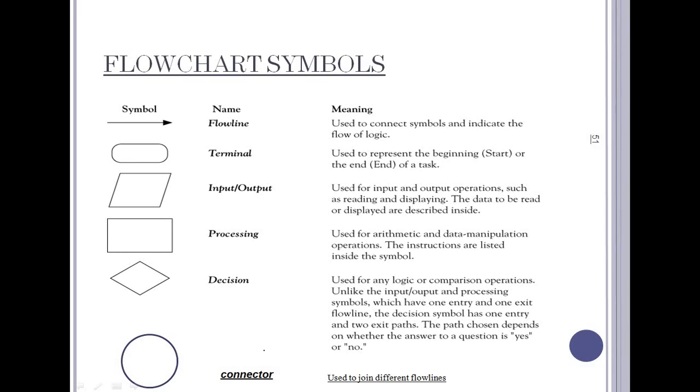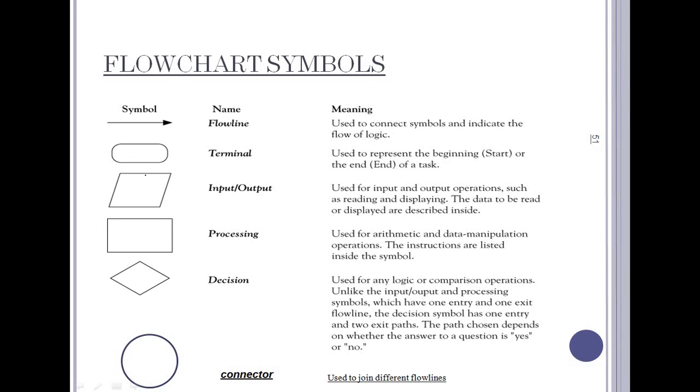So for the flowchart we have to use some symbols, and these symbols have specific meanings. The first symbol is the flow line, which acts as the connector between the symbols, and it also indicates the flow of logic. The next is the terminal, which is used for start and the end.